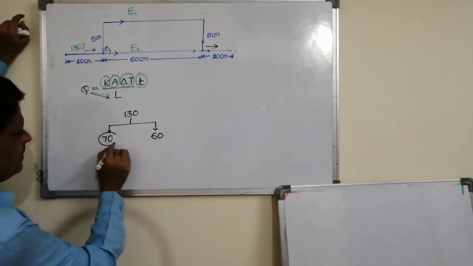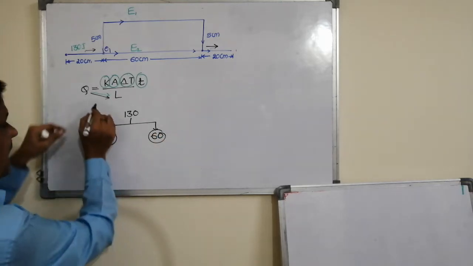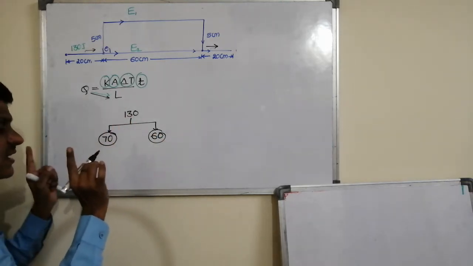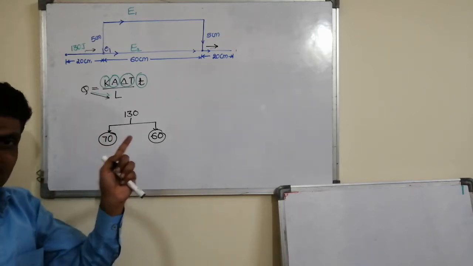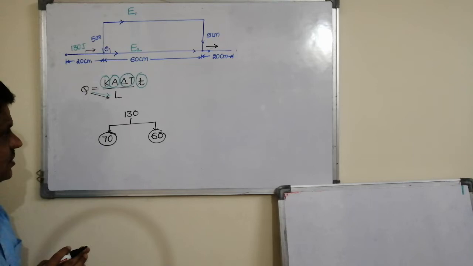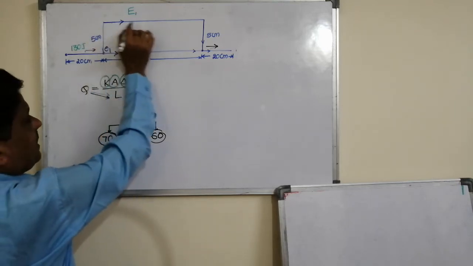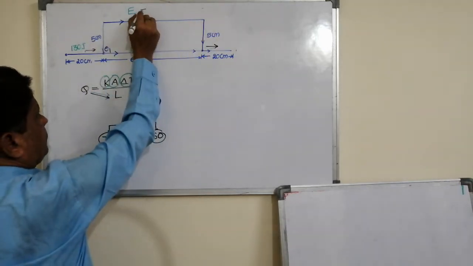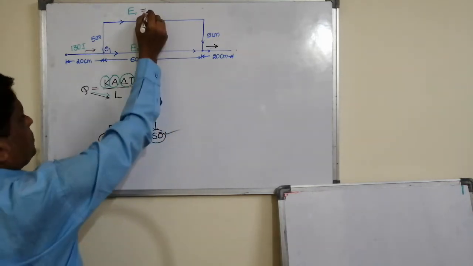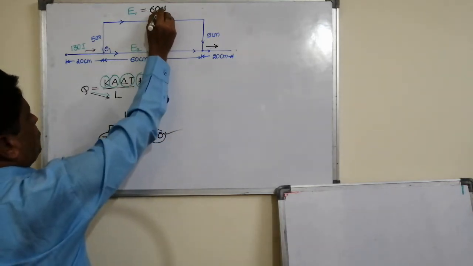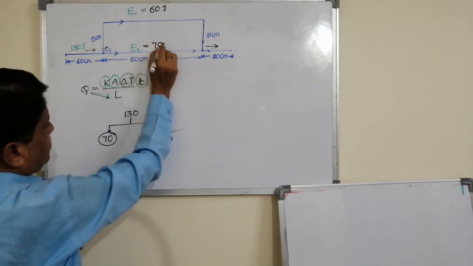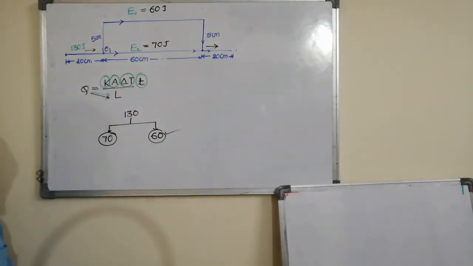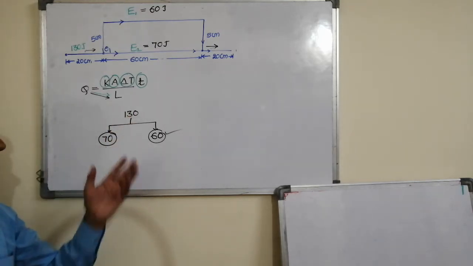Therefore, as we know that Q and the length are inversely proportional, larger the length, smaller the energy. Here this conductor has larger length, therefore it carries smaller energy, 60 joule. This has smaller length, hence carries larger energy, 70 joule. This is a short trick. Okay, please note down.